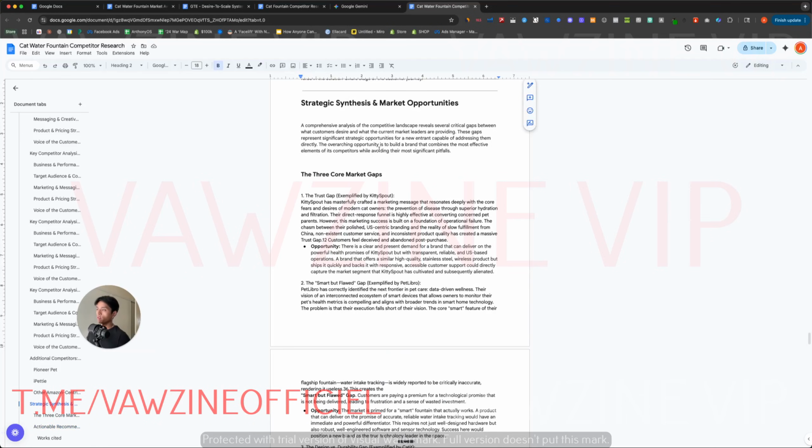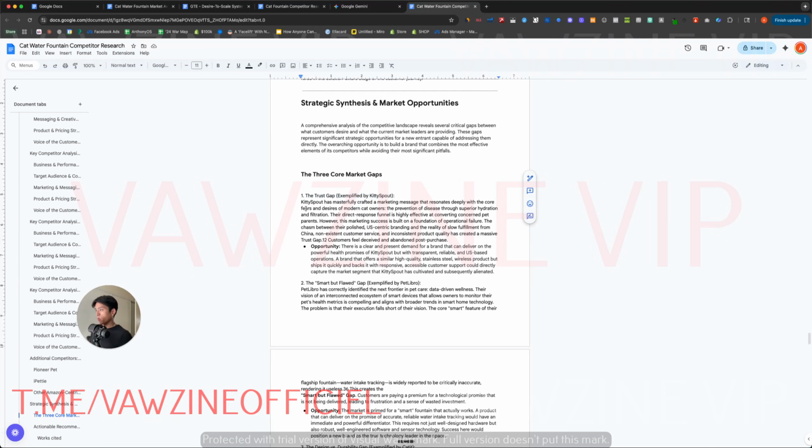Basically, you want to scroll down to the very bottom of this document and actually read and pay attention to what Gemini is describing as the market opportunities. So this will basically tell you what your competitors are currently doing in the market and what the audience wants that your competitors are not currently doing.